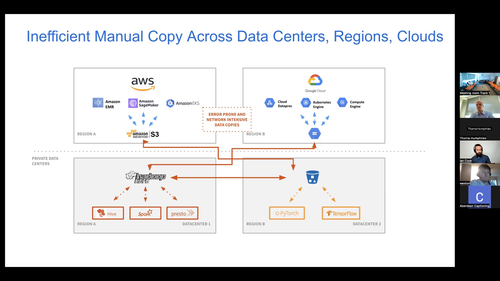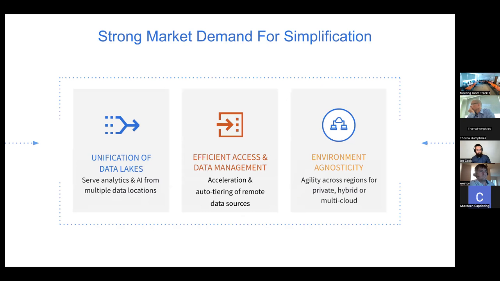People do it and realize that it's so complex, especially since we already have a lot of technical stacks in our on-premise environment. How can I migrate all this stack into the cloud? Actually, no cloud vendor can provide a perfect solution for that. And all of these things show a very strong demand for simplification.